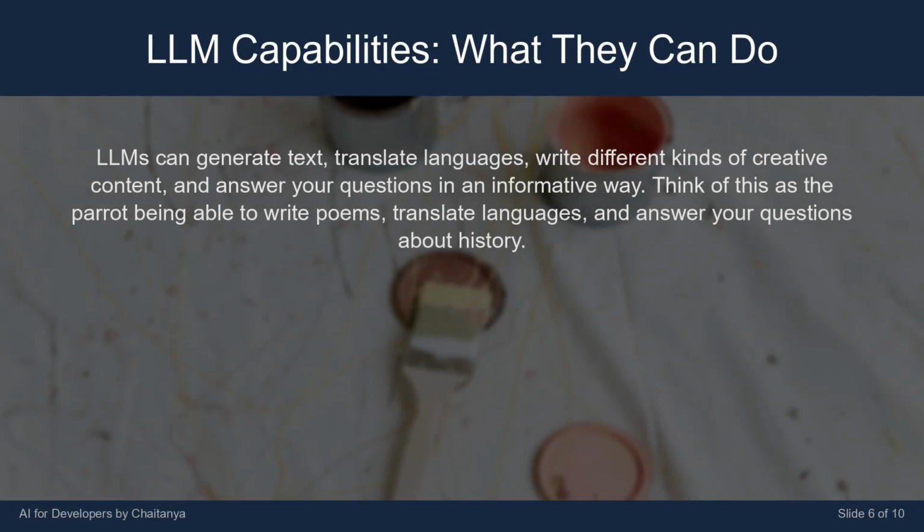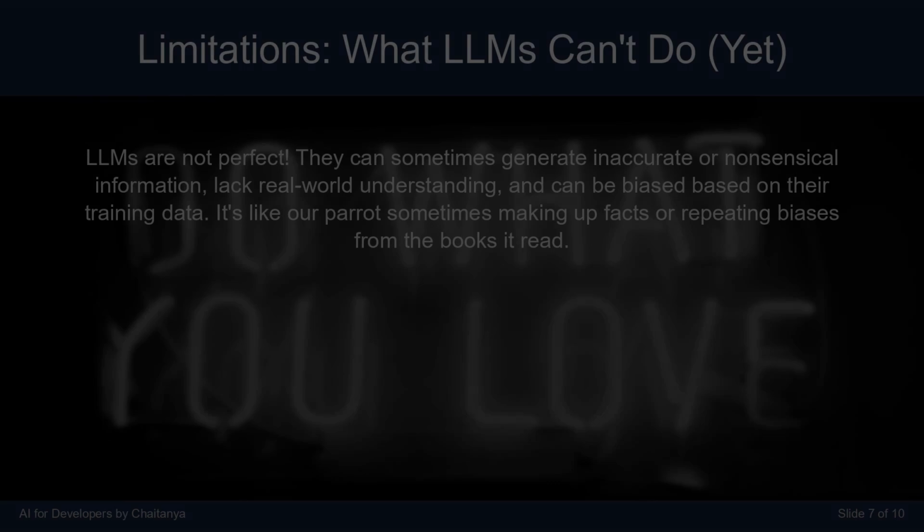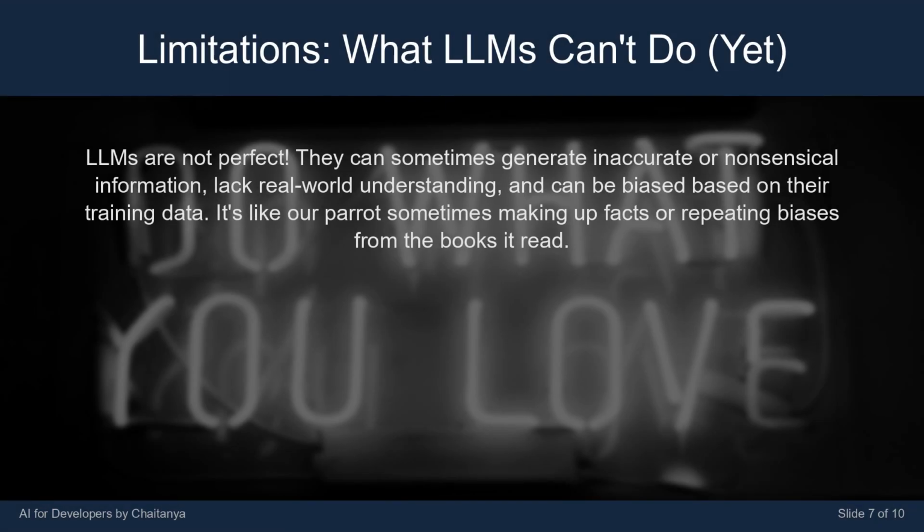LLMs can generate text, translate languages, write different kinds of creative content, and answer your questions in an informative way. Think of this as the parrot being able to write poems, translate languages, and answer your questions about history. LLMs are not perfect. They can sometimes generate inaccurate or nonsensical information, lack real-world understanding, and can be biased based on their training data. It's like our parrot sometimes making up facts or repeating biases from the books it read.